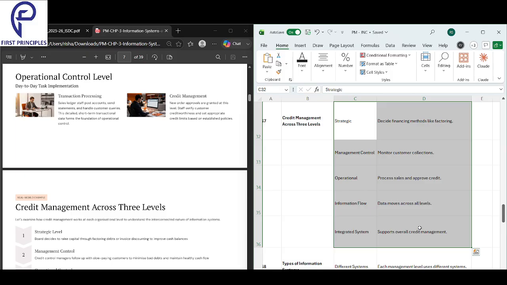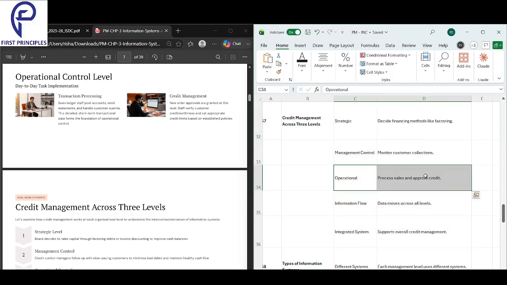Management control, they monitor the customer collection. Operational, they process the sales and approve the credit. Now they have given one example at all three levels, right? So first of all, if someone wants to buy from a certain organization, they'll go, I want to buy something. So they're like, okay, but I want to buy it on credit. The operation will be like, okay, you give us your information, we'll see whether to give you credit or not.